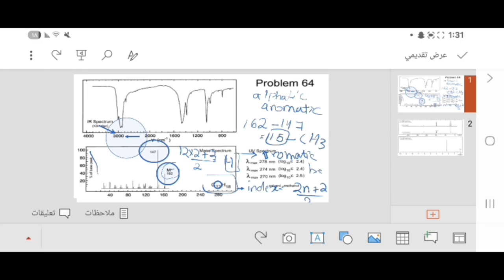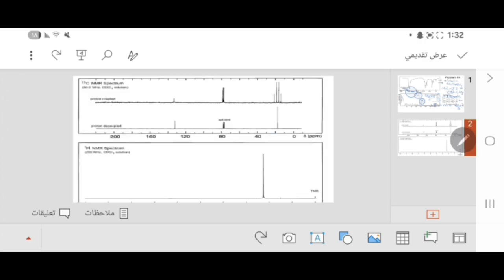Okay, from this slide we indicate that the unknown organic compound is aliphatic and aromatic. It has a breakdown of a CH3, and it's also a benzene. Okay, next we're going to have CNMR. The CNMR here, we have a proton coupled and a proton decoupled. Let's concentrate first on the proton coupled. The proton coupled has 3 peaks on it.